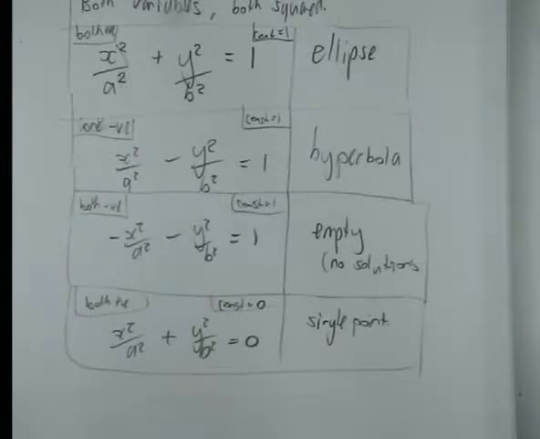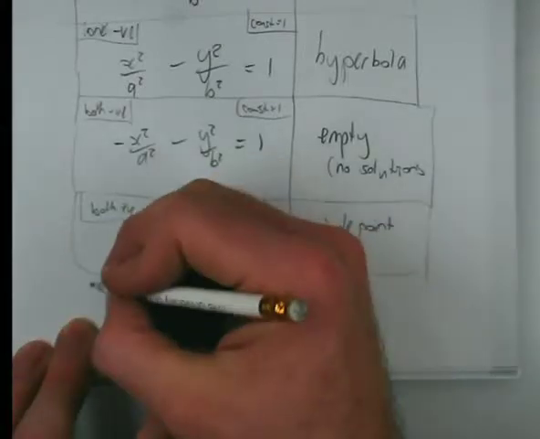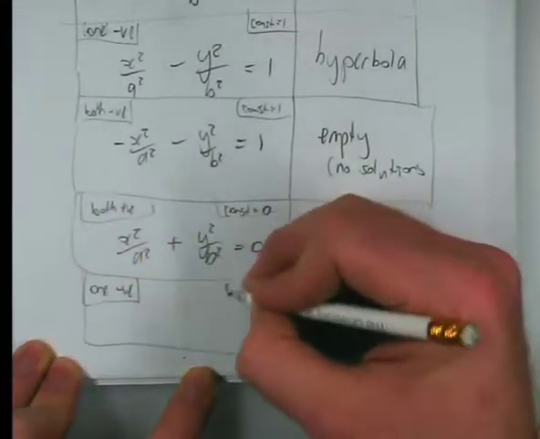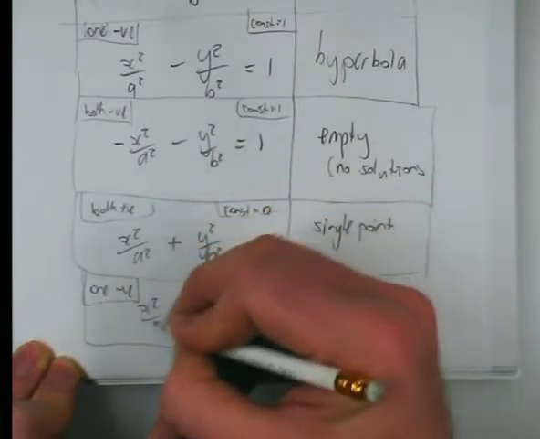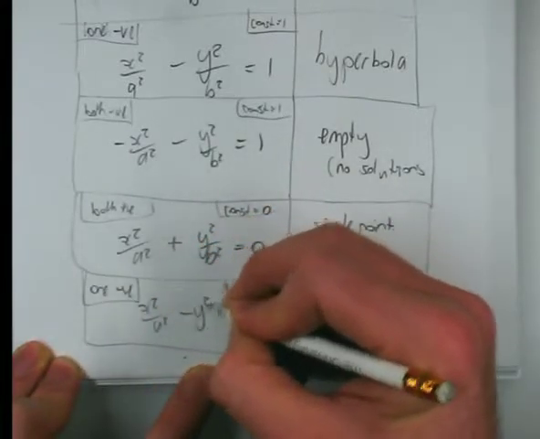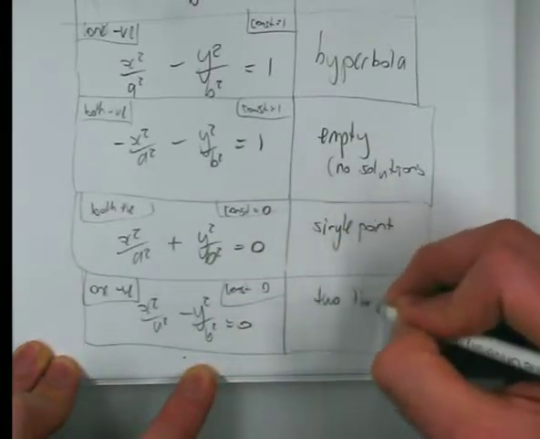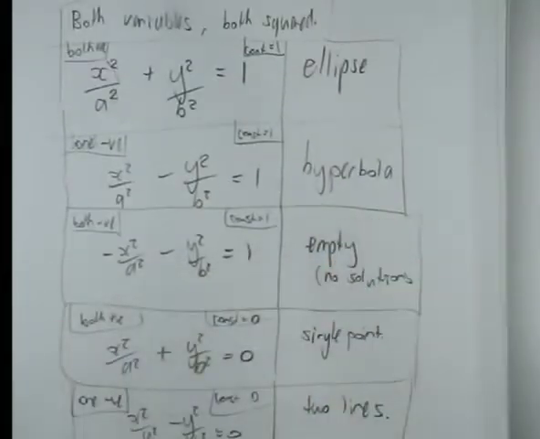And both negative and constant 0 is the same as both positive and constant 0 because it's just times by negative 1. And we could have 1 negative and constant 0, and what that gives me is 2 lines. Okay, so there's heaps more options than you thought.